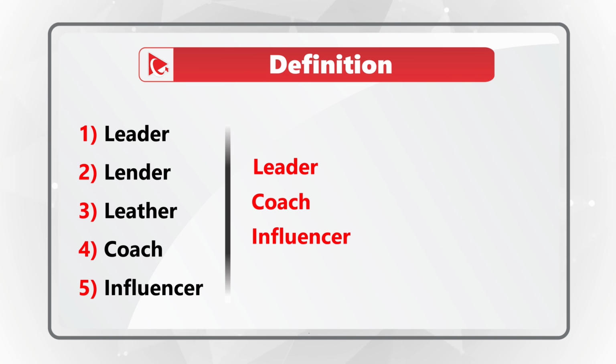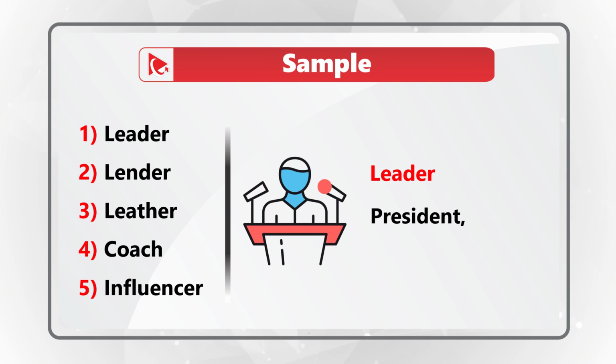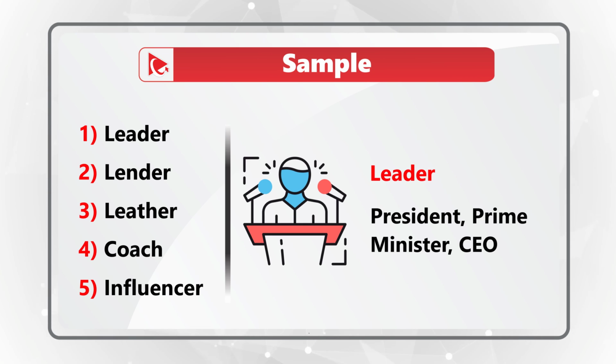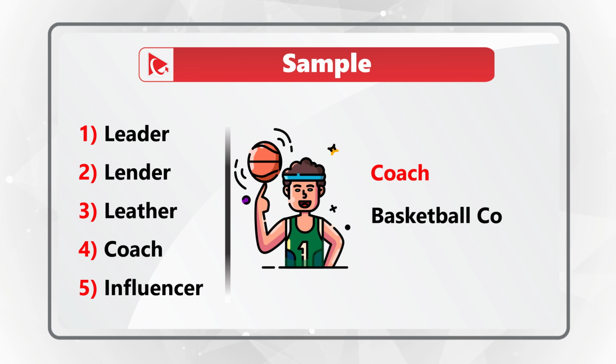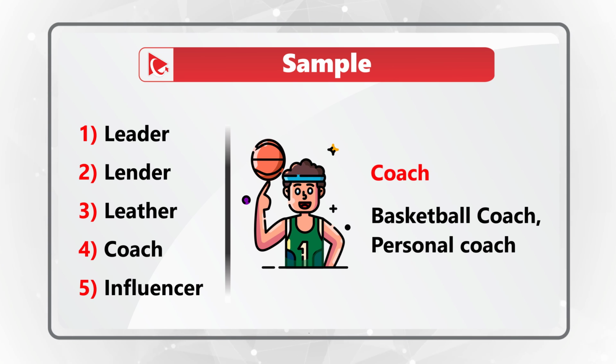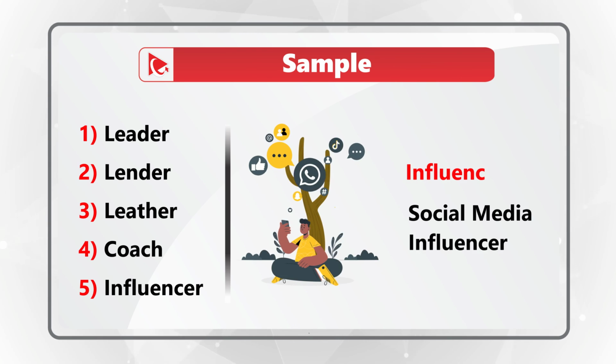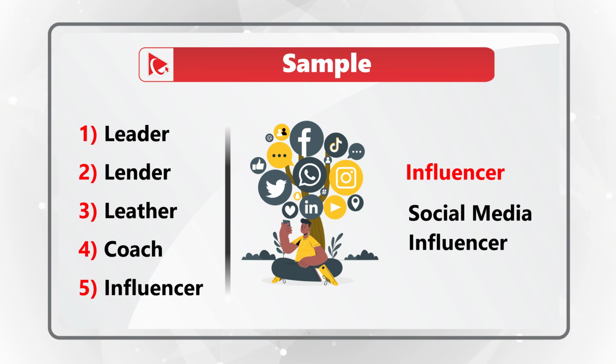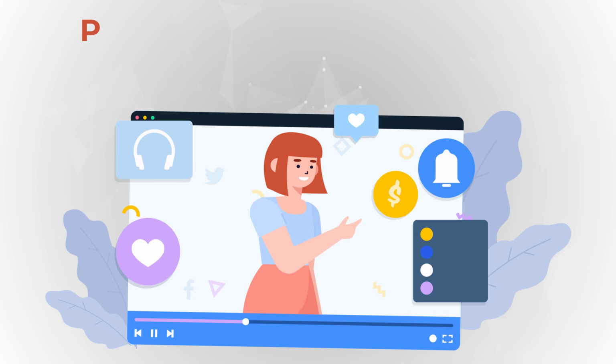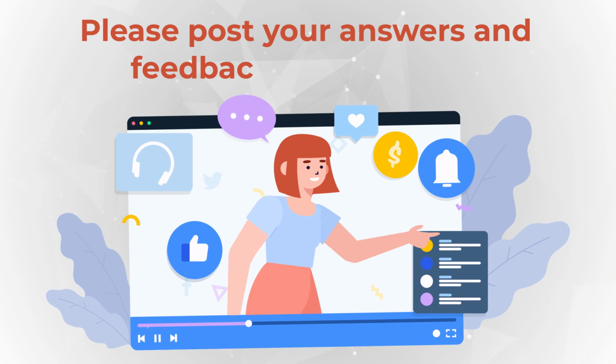help others. For example, leader could be a president, prime minister, or CEO. Coach could be somebody helping with sports activities like basketball coach, or with personal development like personal coach. An influencer could be someone who has following on social media, for example, social media influencer. Do you see any other ways to use these words? Please make sure to share in comments.